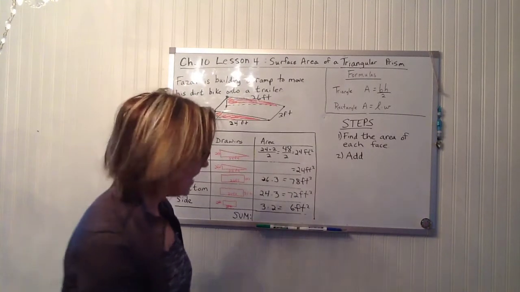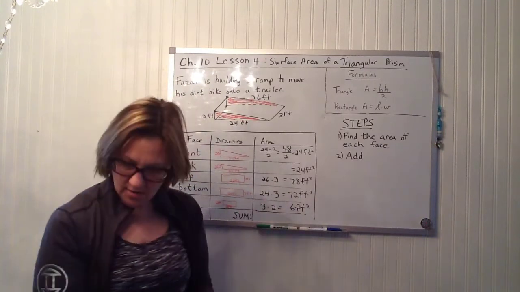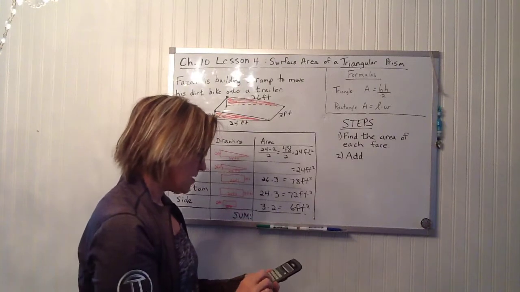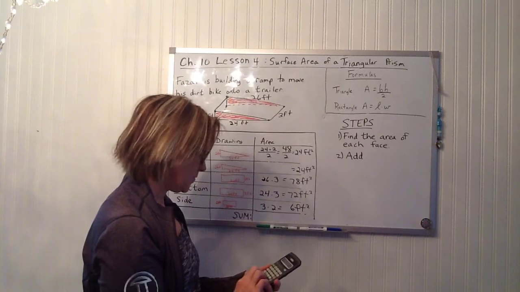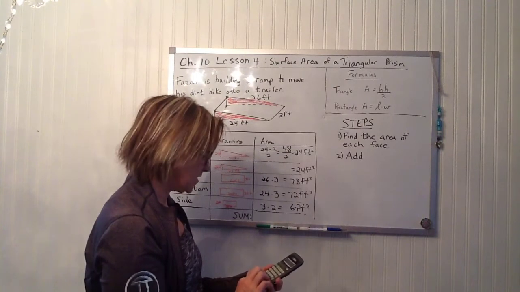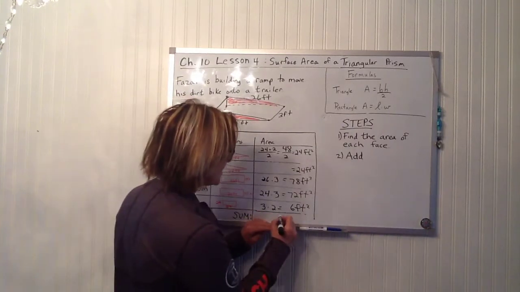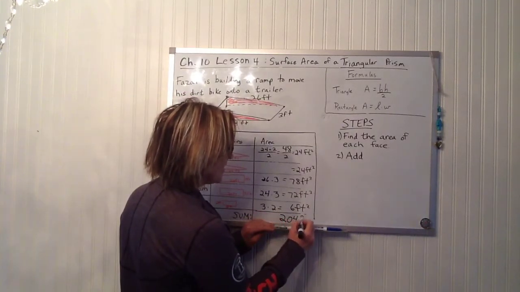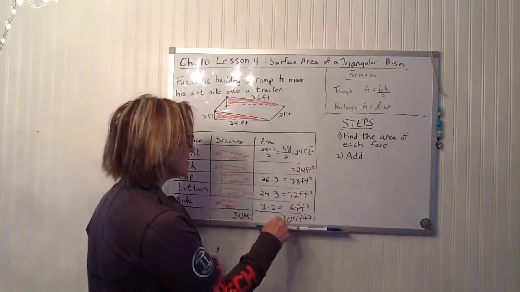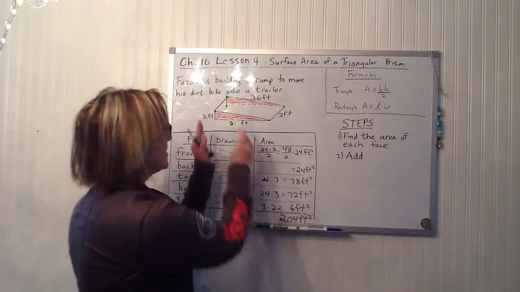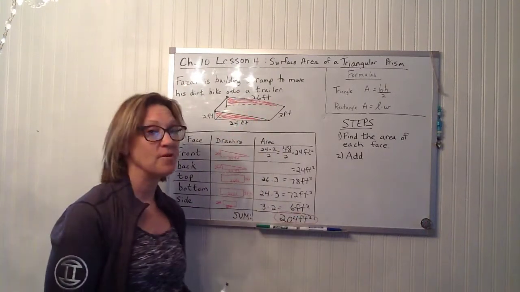I'm going to check it again because I have 252 and I don't think that's right. So 24 plus 24 plus 78 plus 72 plus 6, yep, is 204. That's what I thought it was because I've already done this problem and I knew that that answer didn't look right. So our final answer, the surface area of this ramp or triangular prism is 204 feet squared.